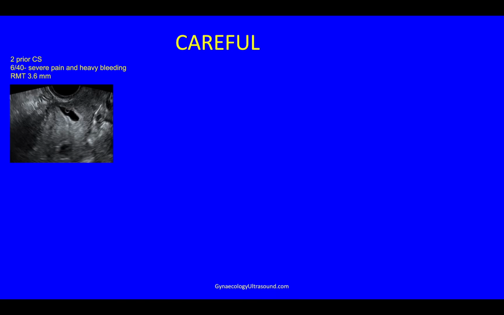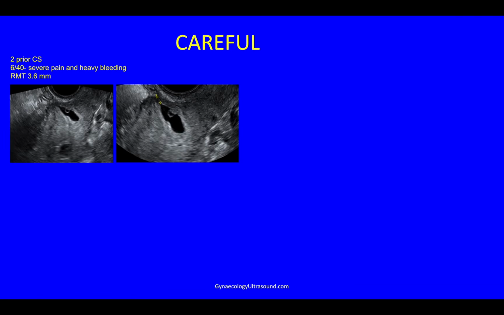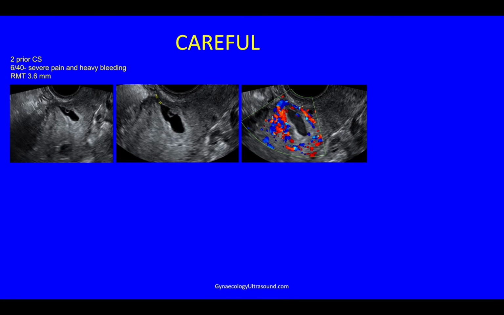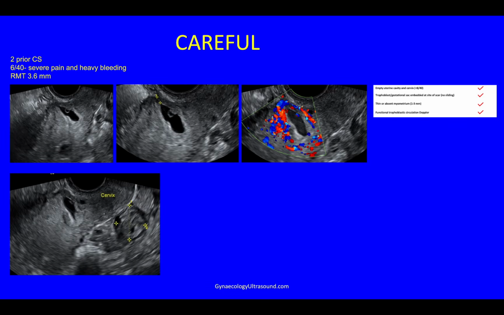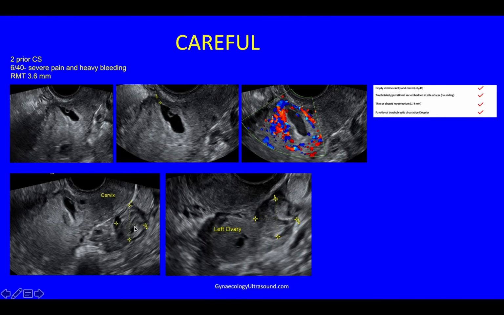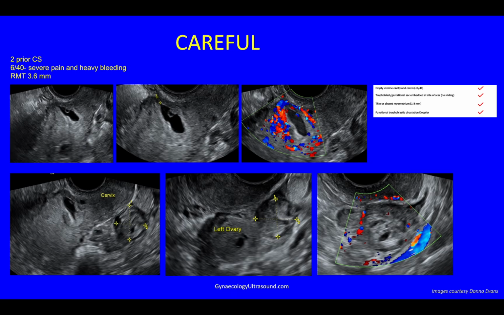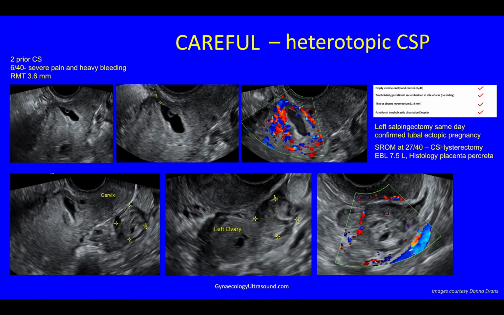This lady had 2 prior sections, came with severe pain and heavy bleeding. She had a caesarean scar pregnancy. You can see it's embedded there, so it ticked all the diagnostic criteria. And on longitudinal view, there was something behind the cervix. And when the sonographer looked more carefully, this was a mass separate to the ovary, and it was in fact tubal ectopic. So the patient had a left salpingectomy on the same day, and she wanted to continue her scar pregnancy and had a caesarean hysterectomy at 27 weeks after spontaneous rupture of her membranes, and had placenta accreta. So this was a heterotopic scar pregnancy.